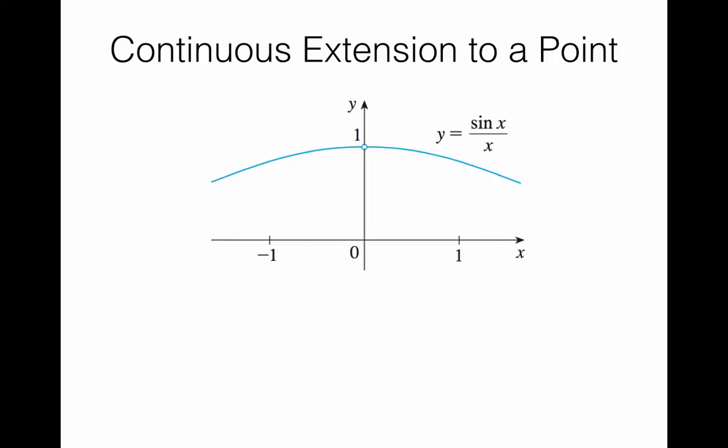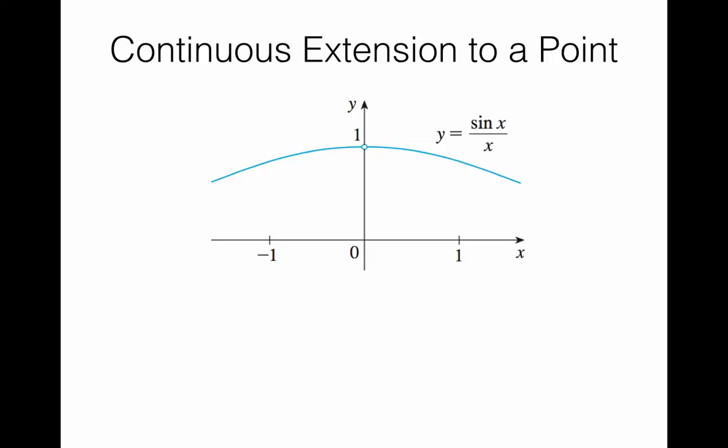In this lesson, we will discuss the continuous extension of a function to a point. Consider this function y equals sine of x over x. This function is continuous at every point except for at x equals 0, at which point it has a removable discontinuity. So since this function has a removable discontinuity, it's possible to define a new function that fills in this little hole, but it also equals the sine of x over x for every other point.